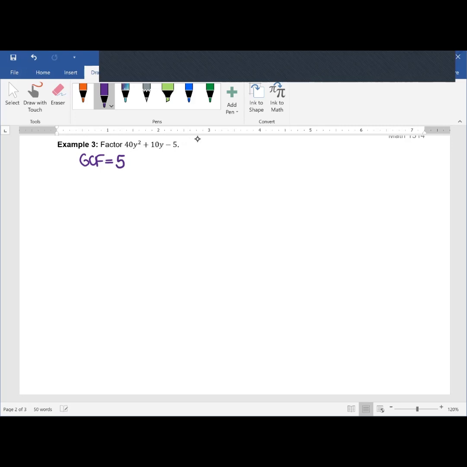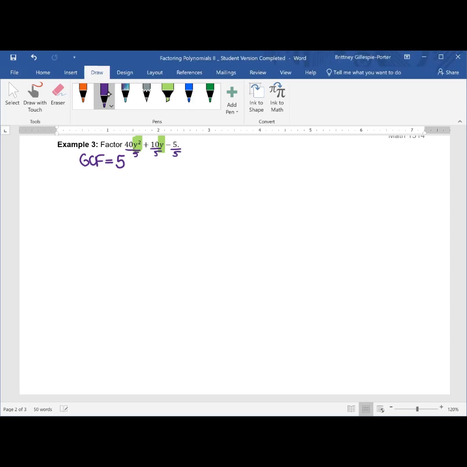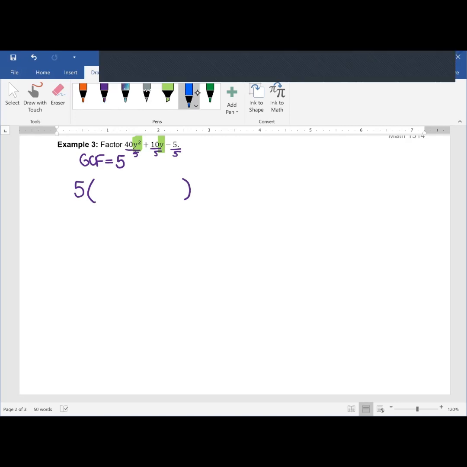It's not going to include a y because our 40 has a y, our 10 has a y, but the 5 does not. So no y in the GCF. We're going to divide each of our original terms by 5, our GCF. Since we're dividing by 5, we're factoring it out. We're going to put the 5 outside the parentheses, and then let's find out what goes inside.